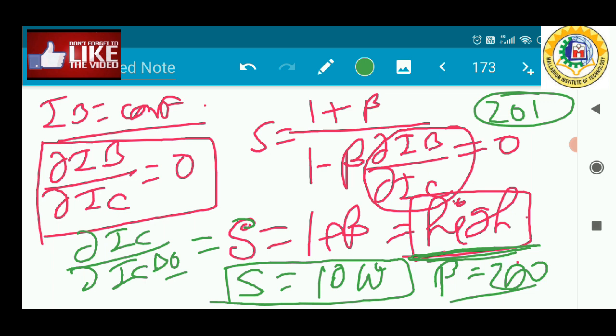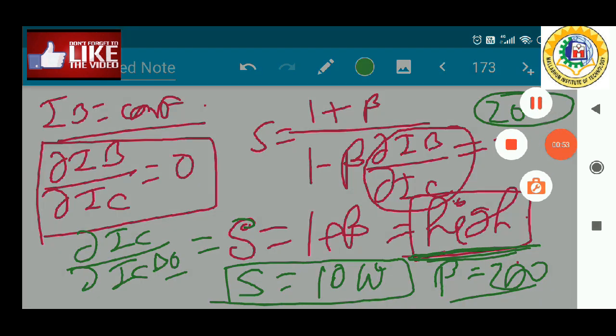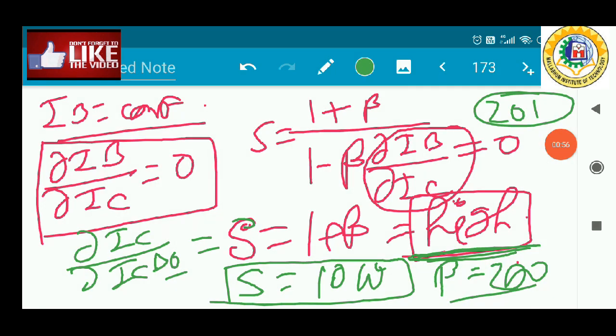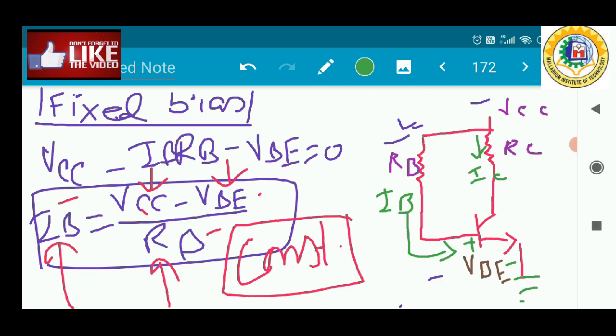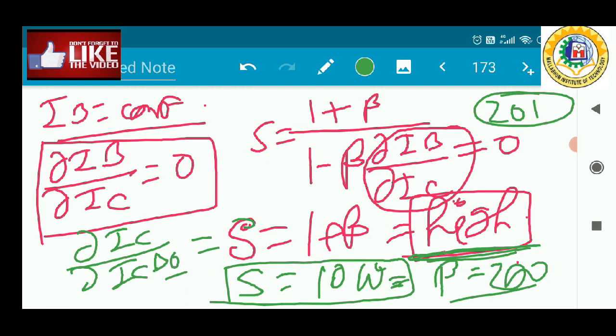So for that purpose we have to make some changes to the circuit so that our AC comes to a very low value. That is our main agenda today. I hope you understand why we make changes to the circuit so that our AC will come much lower. If AC comes much lower, that means your IC will change very little with respect to ICV0. That's why your Q point will be stable.